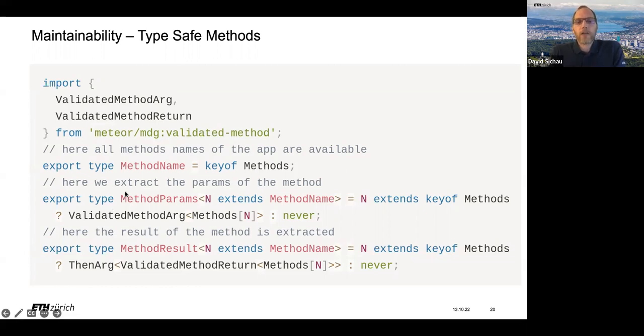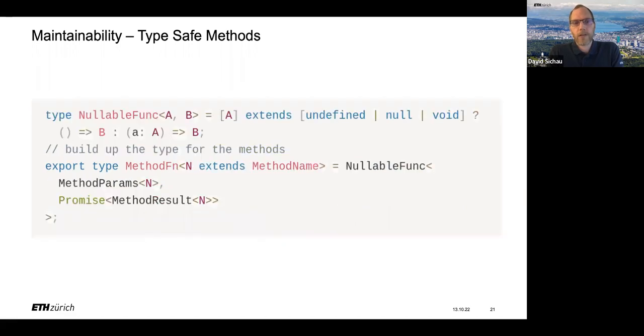Then we also need to extract our parameters, which is a generic function over a method name. And if the method name exists, then it returns the validated method arguments of our interface method with the name n. And otherwise, it should result in a TypeScript error. And the same for the result. So we now have our types for the name, for the parameters, and for the result.